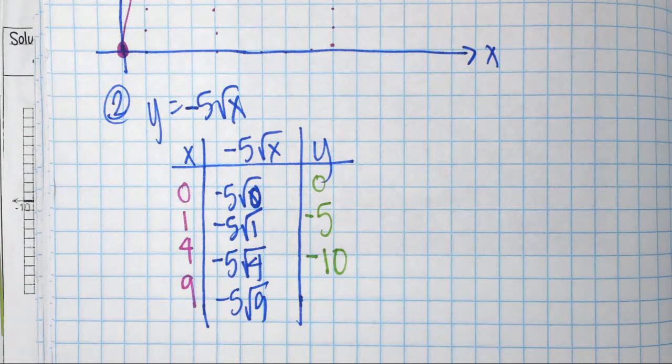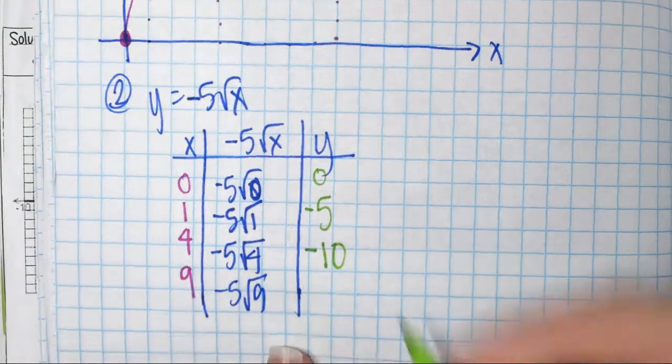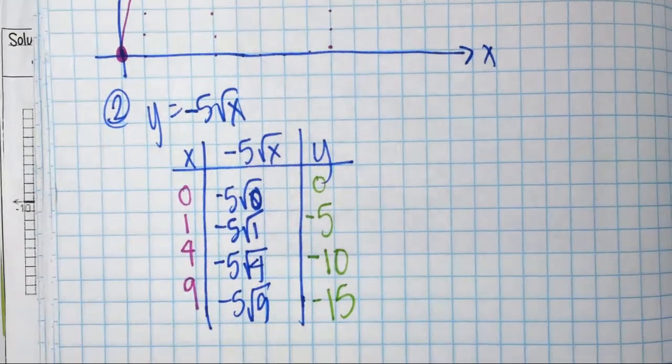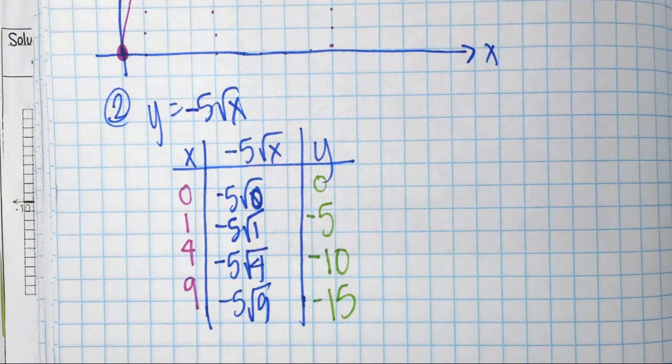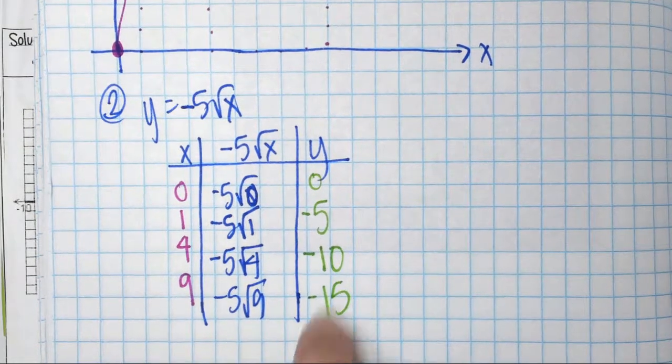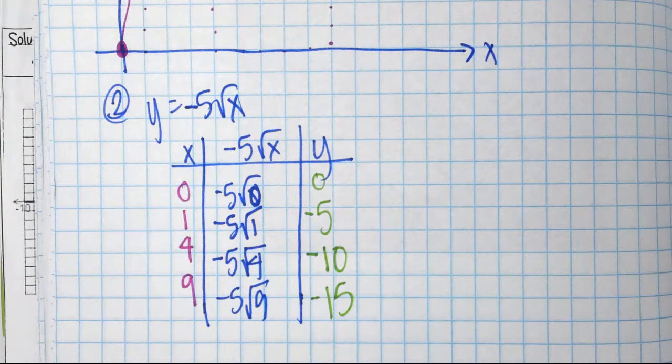What's the square root of 9? What's 3 times negative 5? Thank God. How many of us got that without it being as extremely painful as that just was? Good. Take a point. Graph it without me. You don't have to plot negative 15. At least go to negative 10 then. Plot the first 3 points.